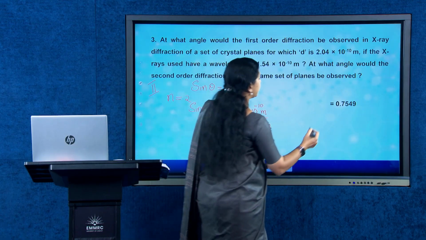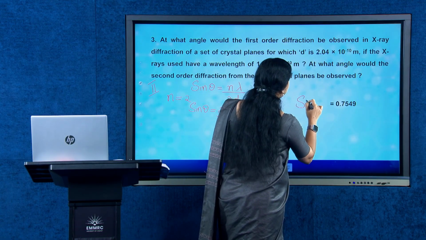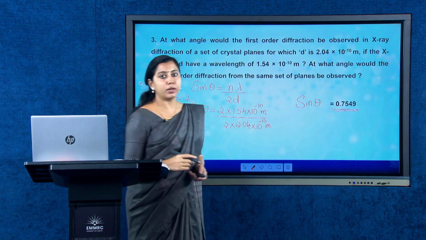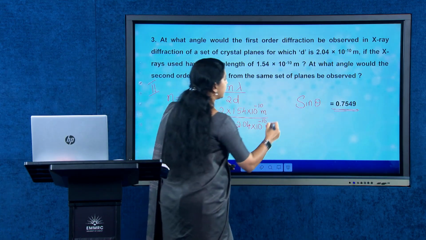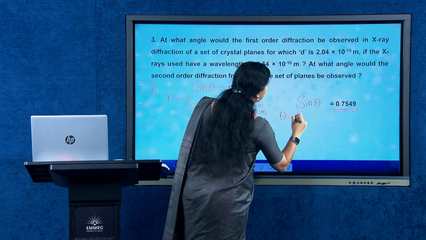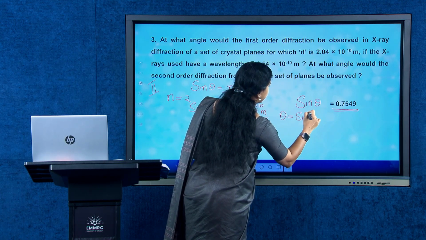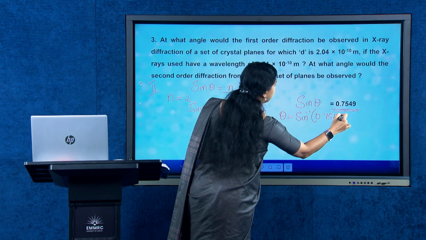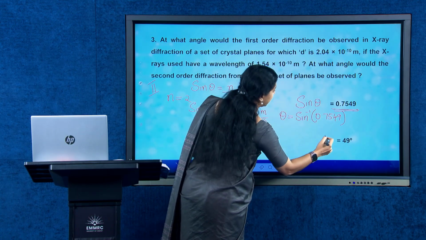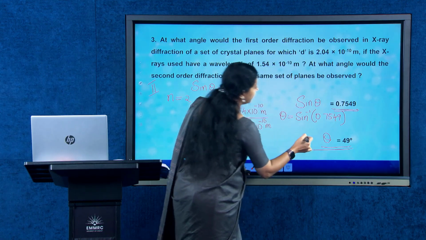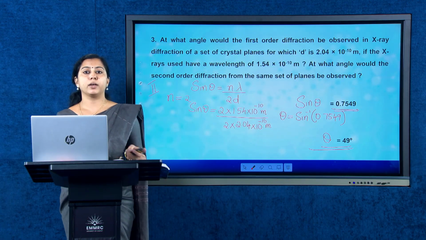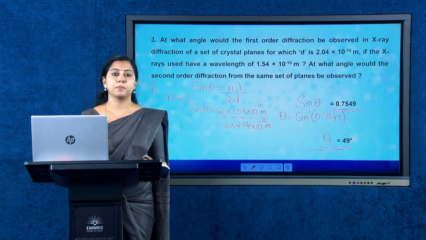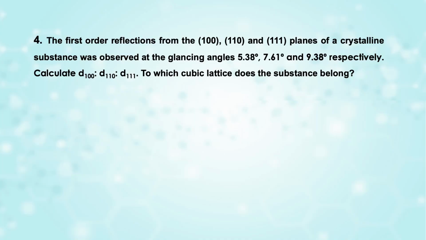So, you will get the value of sin theta as 0.7549. And if sin theta is 0.7549, then theta is equal to sin inverse 0.7549, and that will be equal to 49 degrees. Okay. So, we have solved the first part as well as the second part. Now, we will move on to the fourth question.